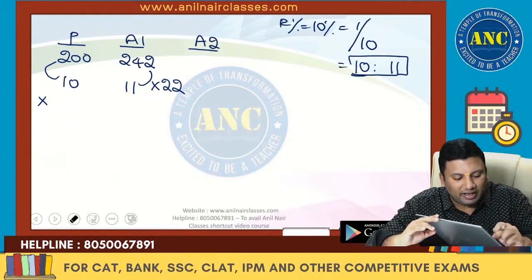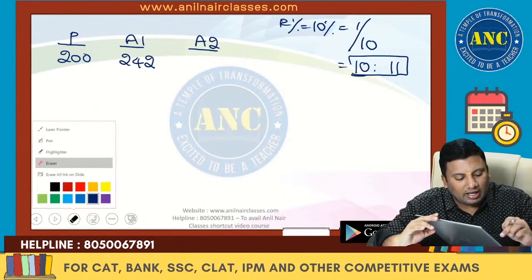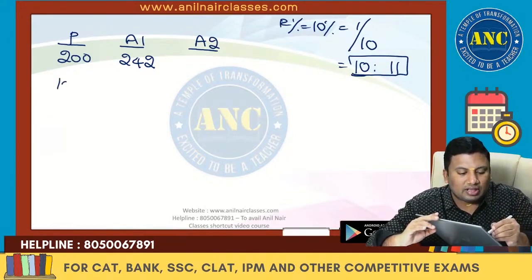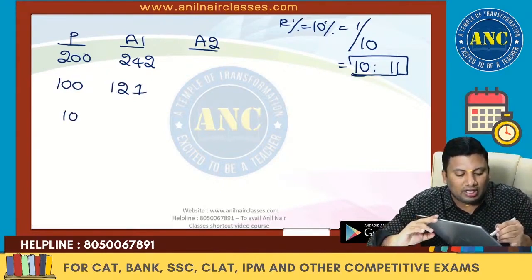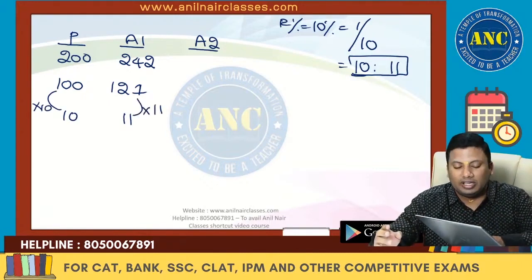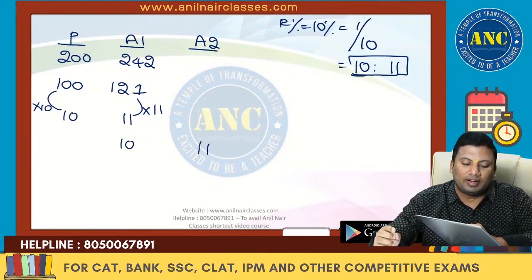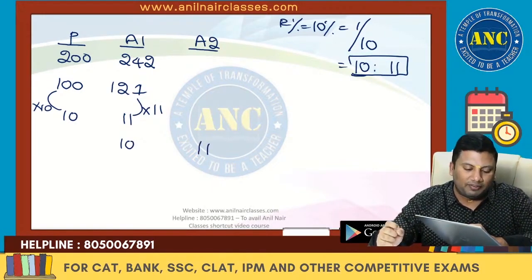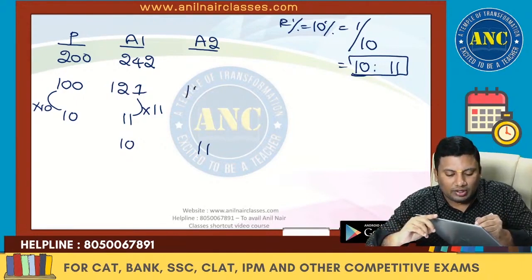I will simplify it further so that you will understand it clearly. 200 and 242 are nothing but 100 and 121. This should be in the ratio 10 is to 11. So these are 10s and these are 11s. I hope it is clear. This should also be in the form of 10 is to 11. So these are nothing but 100 and 121.